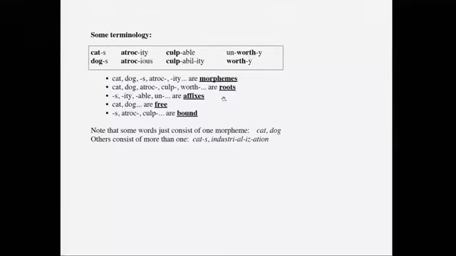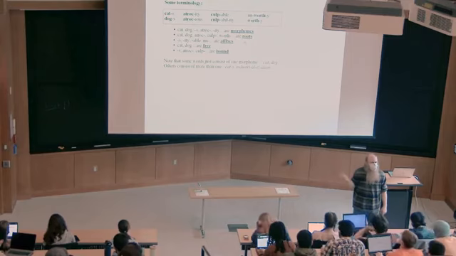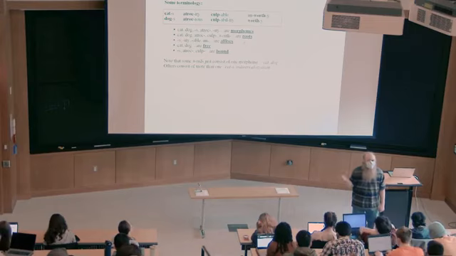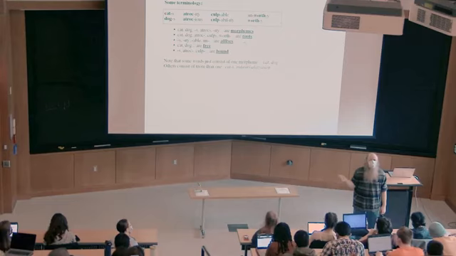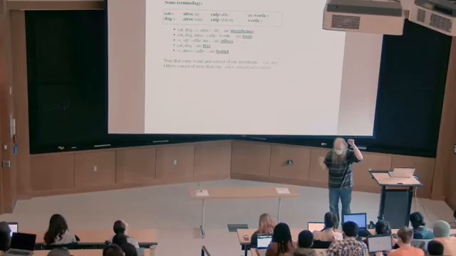And then there's one last distinction to draw, which is between things that are free and things that are bound. To say that a morpheme is free is to say that you don't have to add anything to it. It can be a word by itself. So cat is a free morpheme. S is a bound morpheme. So is culp and atroce. Culp isn't a word. Culpable is a word. Culp is a root, so it's a bound root. You need to add a suffix to it, but it's something to which you add suffixes.